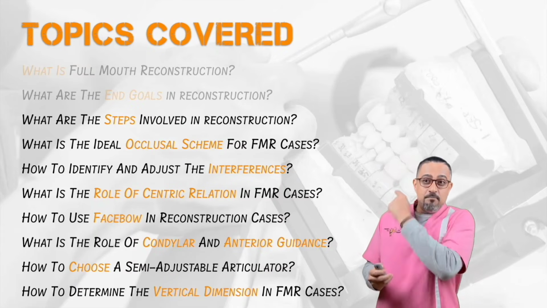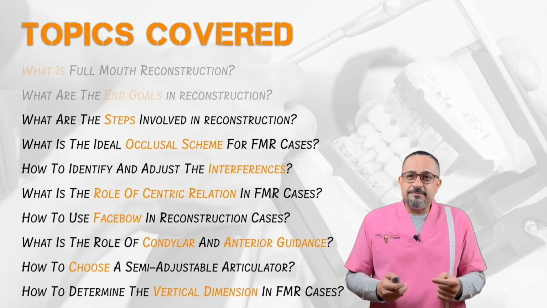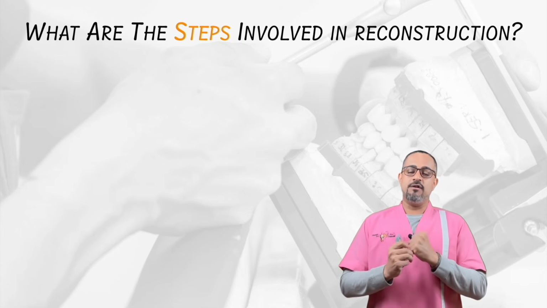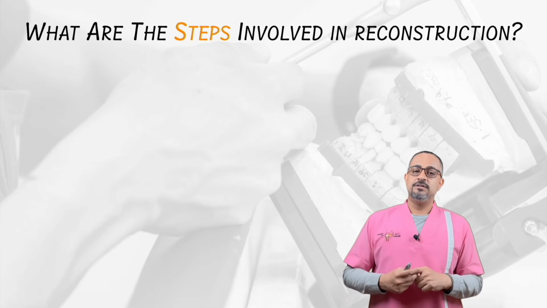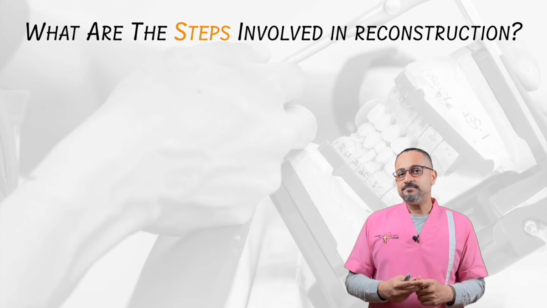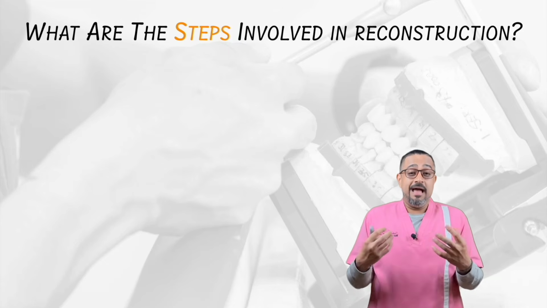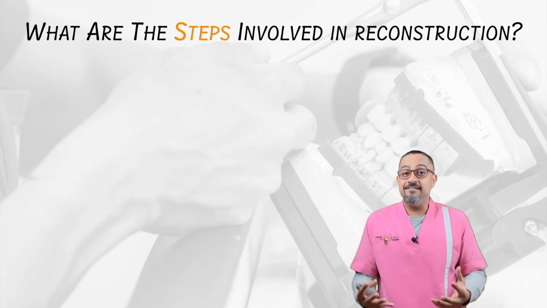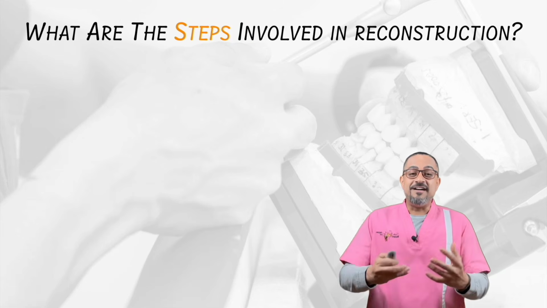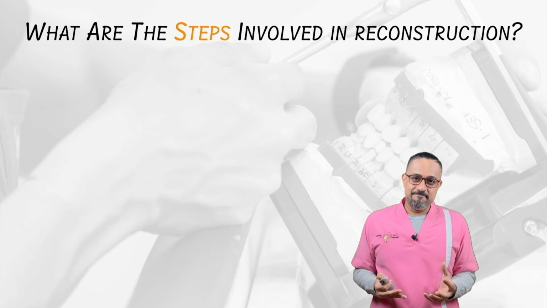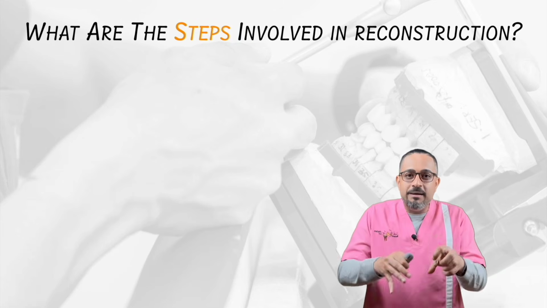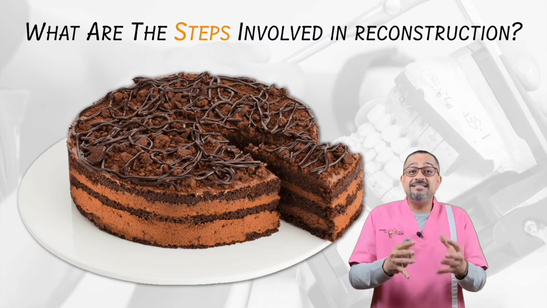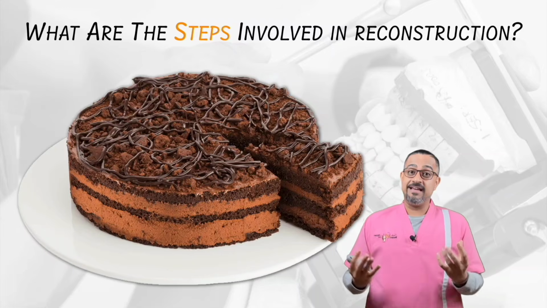Very quickly, moving into the third one, which is basically to do with what are the steps that are involved in a full mouth reconstruction. Now, I don't know about you, but I have a sweet tooth. I enjoy anything that is heavy on sugar. And if I'm given a cake to eat, I'm not going to jump in and start gobbling on that cake. I want to first cut it into pieces because it makes it easier for me to eat the cake.